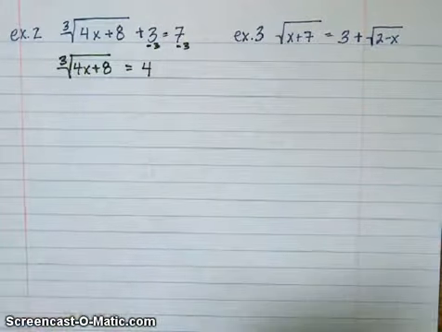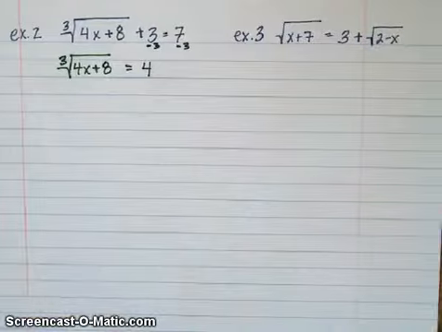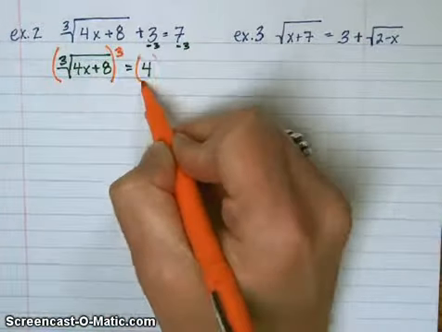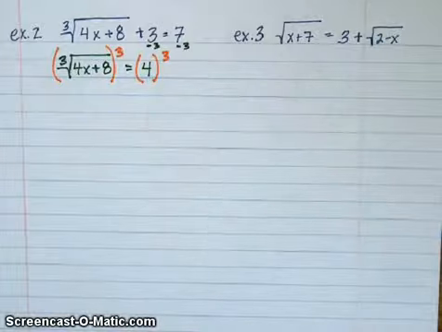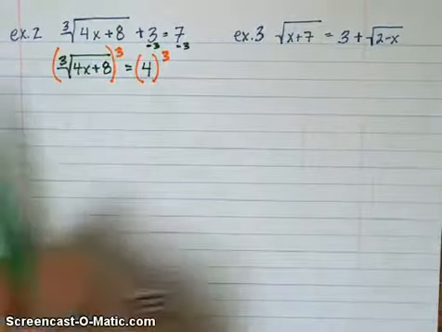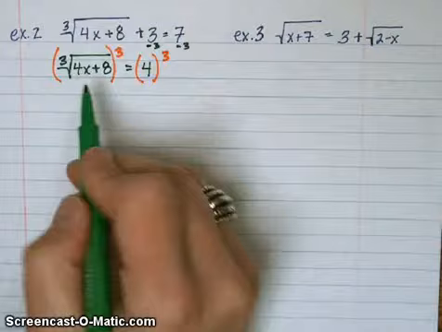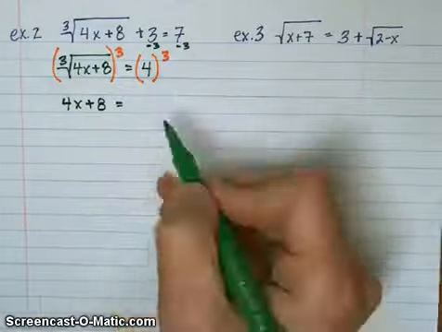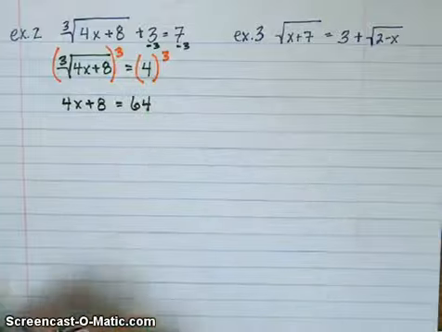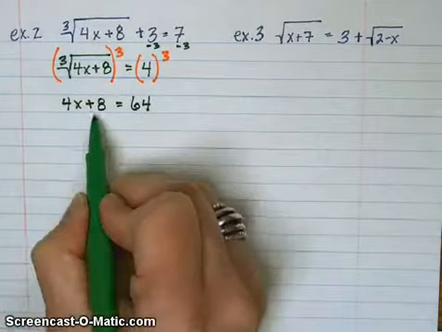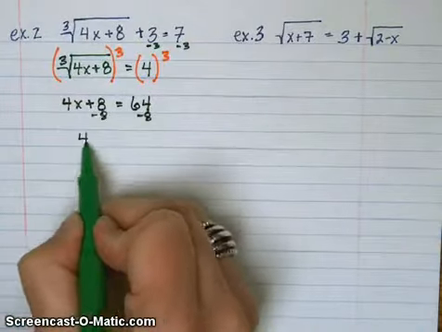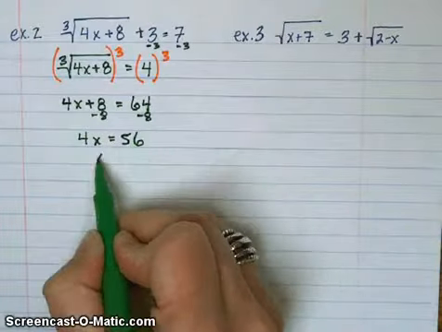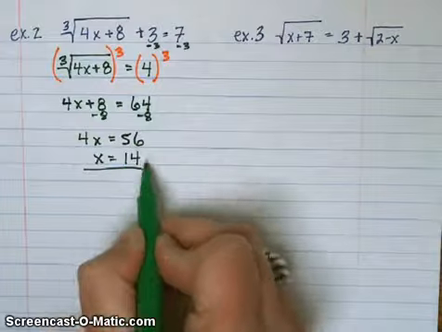To lift the square root, we squared it. So to lift a cube root, we are going to cube both sides. Perfectly legal. When we cube a cube root, we are left with that 4x plus 8. When you cube 4, that's 64. Oh, look, this is working out nicely. So if we subtract the 8, we have 4x is 56. So x is 14. Very nice.